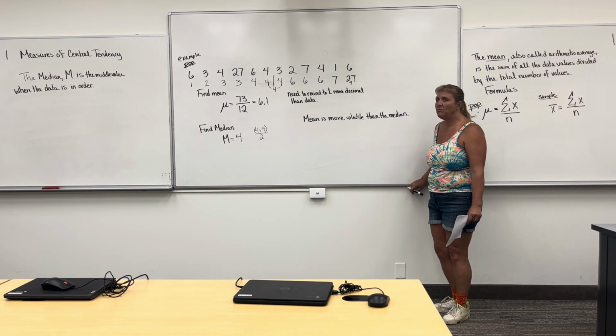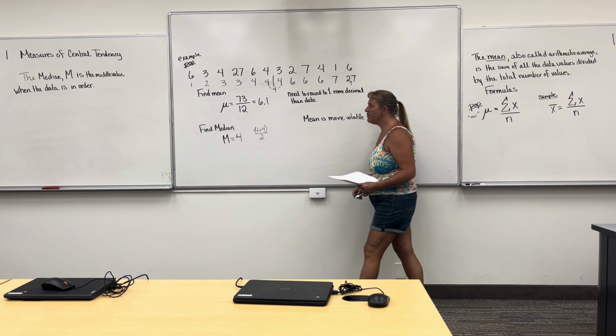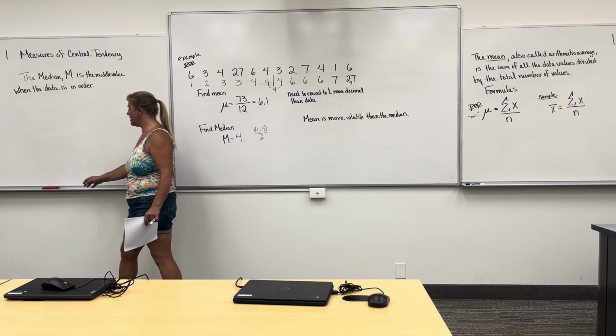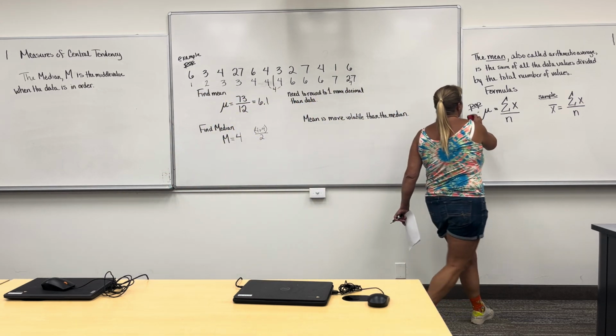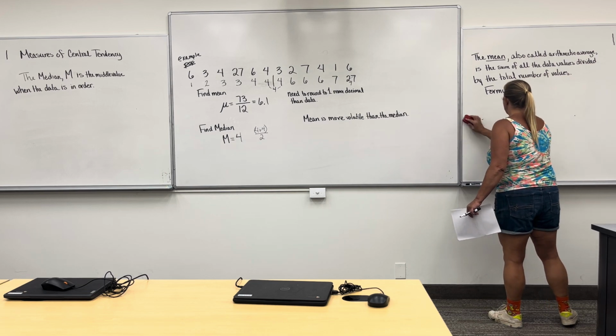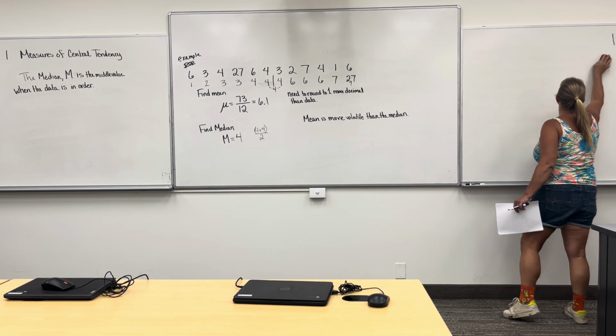And that means that the mean gets worked up more. The mean is more changeable. And because of that, we can learn something just by knowing the mean and the median. So we can look at the mean and the median, and it can tell us the shape of the graph.